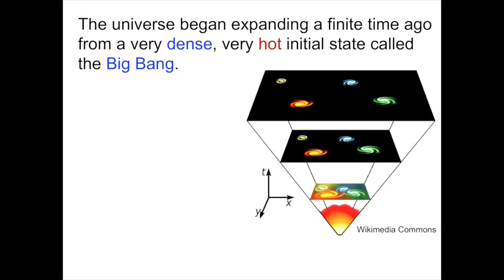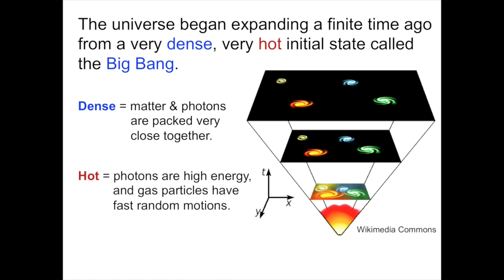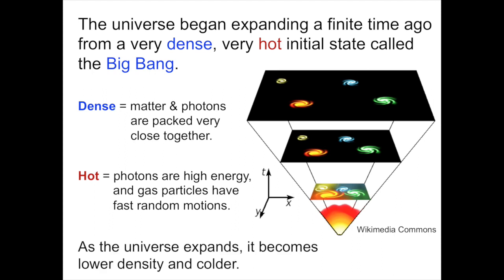The universe began expanding a finite time ago from a very dense, very hot initial state that we call the Big Bang. It is dense in the sense that matter and photons are packed very close together during these early epochs, and it is hot in the sense that photons have very high energies and all of the gas particles have very fast random motions. By all measures, the temperature is very, very high. As the universe expands away from this hot initial dense state, it becomes progressively lower density and colder until we see the low density, cold, dark universe that we see around us today.